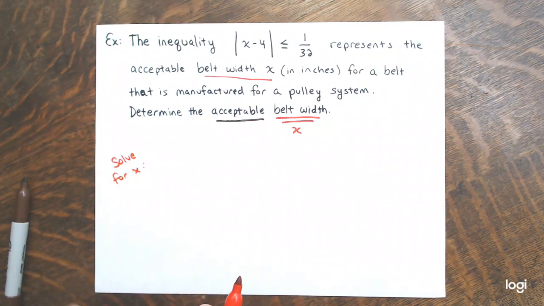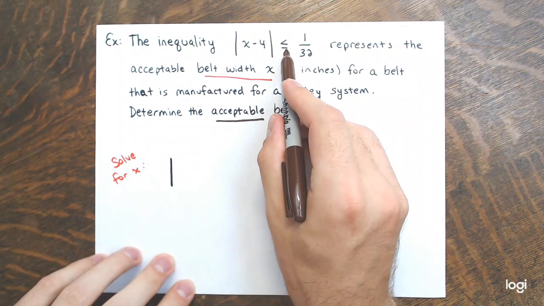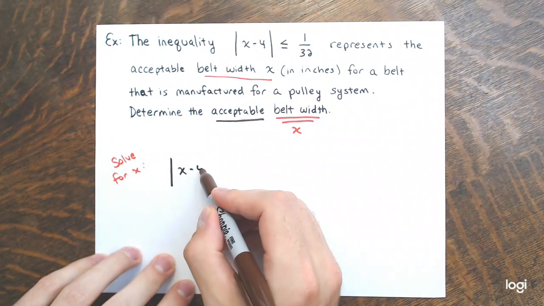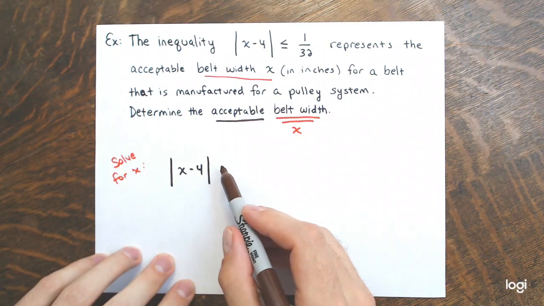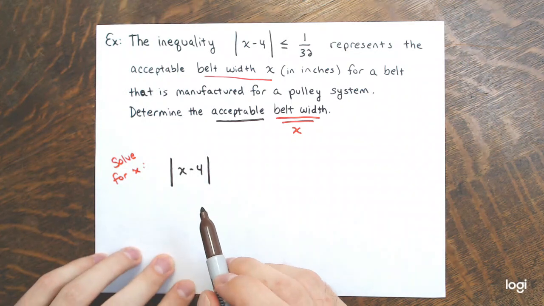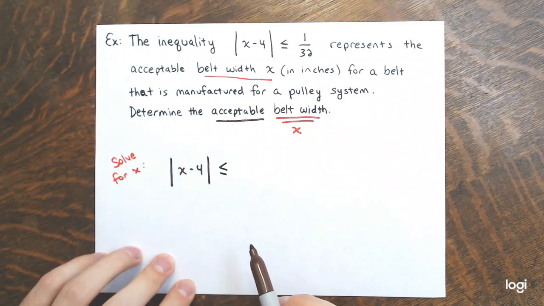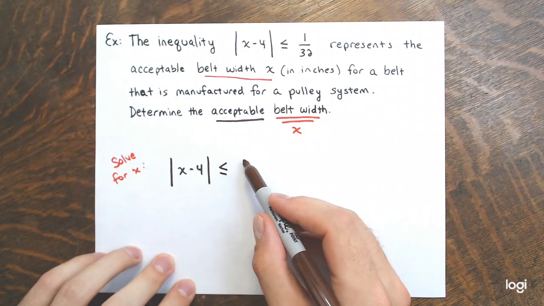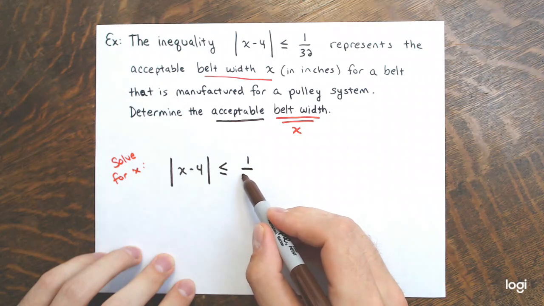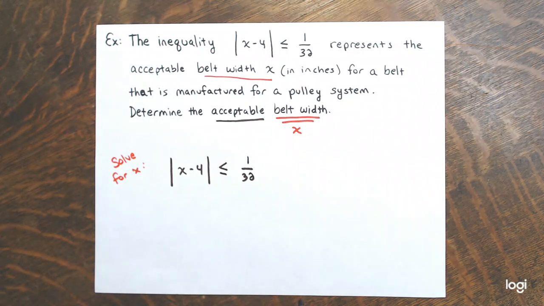My inequality is an absolute value inequality involving less than or equal to. I put up a video a couple videos ago; if you'd like to look at that, please do, because I'm going to go through this a little more quickly than I would if I were showing this for the first time. The absolute value of x minus 4 is less than or equal to 1/32. I might even change that to a decimal later. 1/32 is a very tiny number.